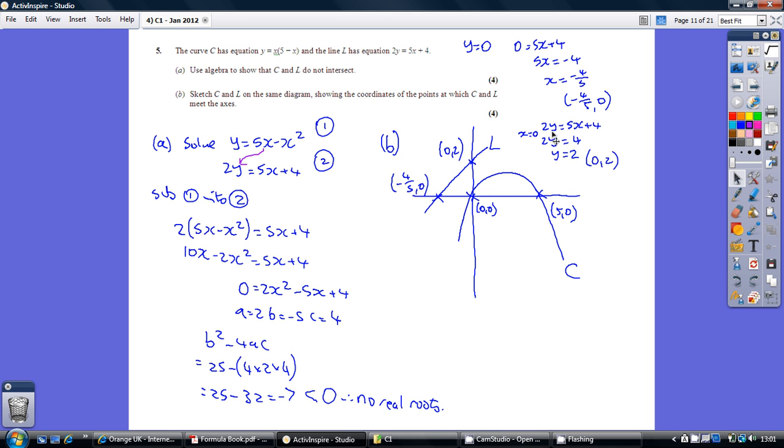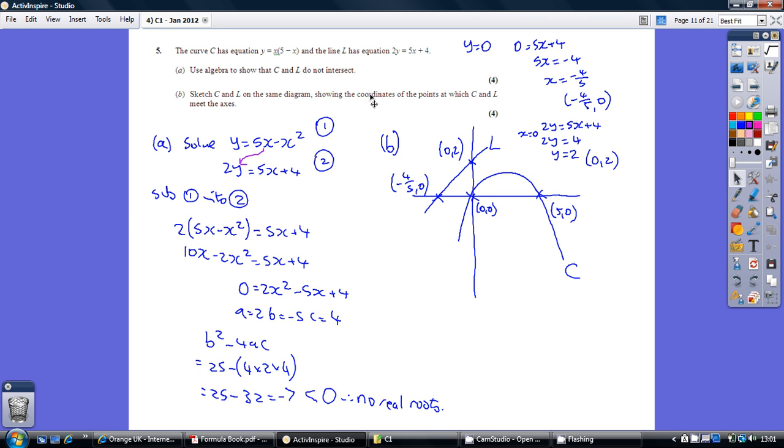And then when y is 0, 0 equals 5x plus 4. Rearrange and we get x being minus 4/5. So there are the two points where it meets the axes, which we've been asked to do. So just draw in the straight line.